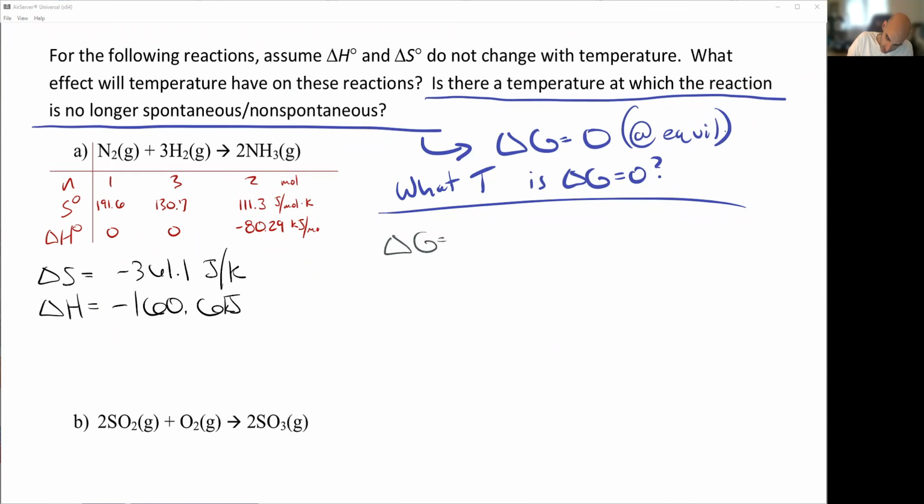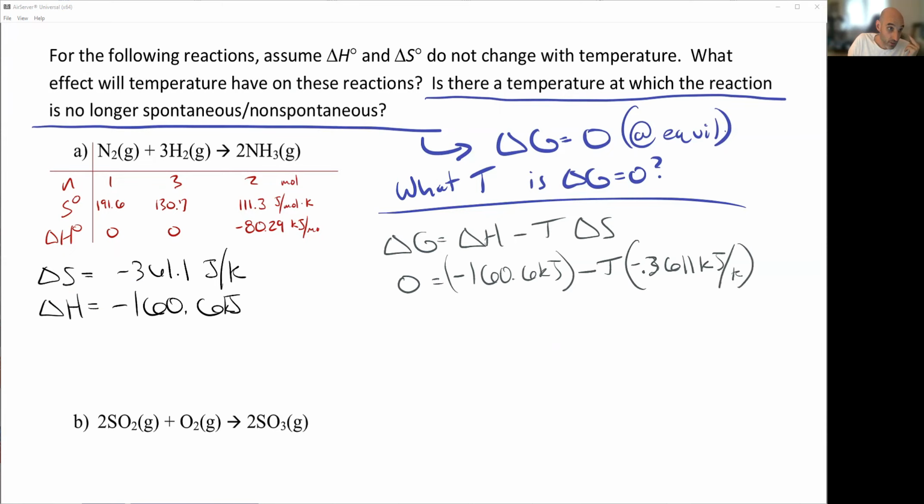So delta G is equal to delta H minus T delta S. Delta G is equal to 0. Delta H is equal to negative 160.6 kilojoules minus temperature, because that's what we're solving for. And delta S is going to be negative 0.3611 kilojoules per degree Kelvin. Solving for this, I figure out temperature is equal to, hopefully what you got is 444 Kelvin. Great. And that is the break-even point.